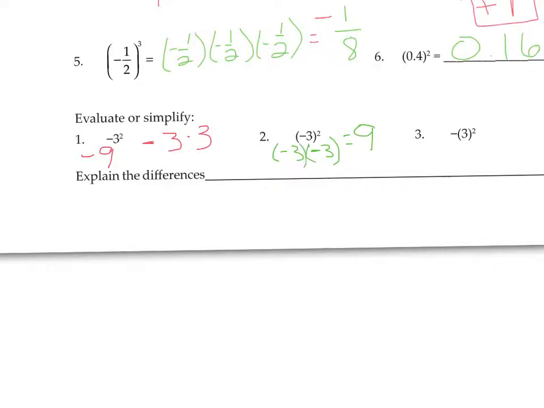Looks like I forgot a parenthesis there. Here, the square is only on the 3, so only the 3 is what's being multiplied, and that negative is right in the front. So this one comes out to be positive 9, but this one comes out to be negative 9.